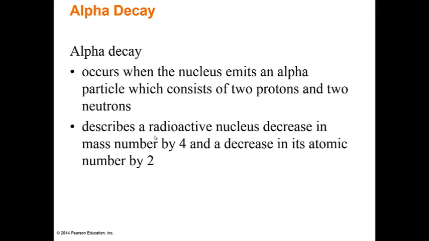You have to be very, very close. Alpha decay describes a radioactive nucleus decreasing in mass number by 4 and in its atomic number by 2. Well, why does that make sense? The atomic number is directly related to the number of protons, okay? And the mass number is related to the number of protons and neutrons. And if we know alpha particles have the same nucleus makeup as helium, 2 protons and 2 neutrons, we know that the mass number would have to decrease by 4.